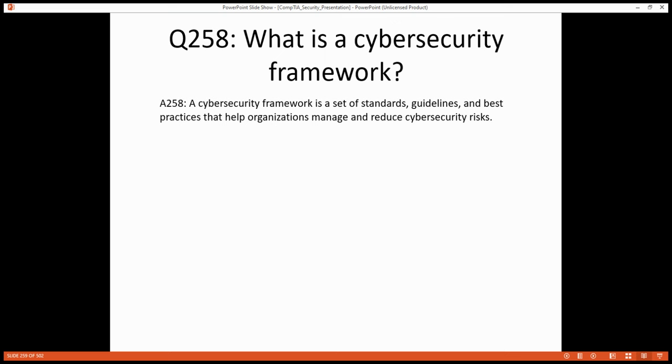Q258. What is a cybersecurity framework? A258. A cybersecurity framework is a set of standards, guidelines, and best practices that help organizations manage and reduce cybersecurity risks.